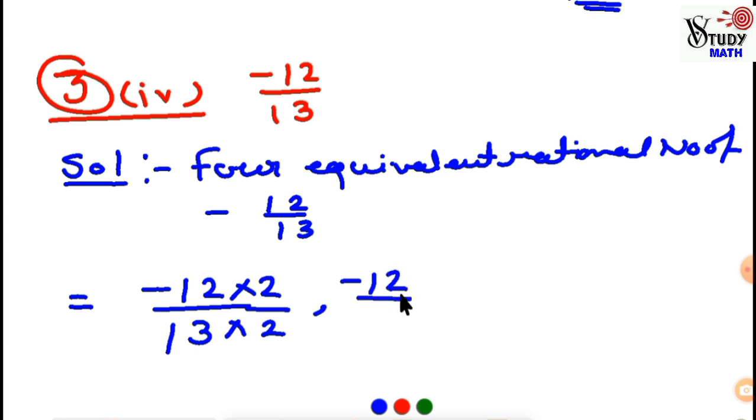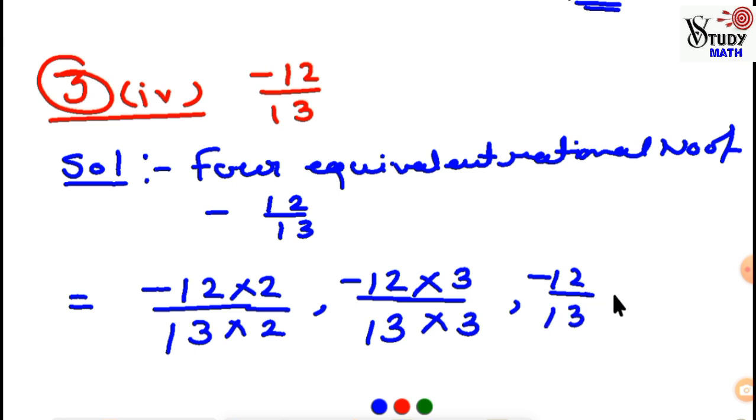Again we take -12 by 13, and this time we multiply the numerator by 3 and the denominator also by 3. Again take -12 by 13. This time we multiply the numerator by 4 and the denominator by 4. Again we take -12 by 13, and this time we multiply the numerator by 5 and the denominator also by 5.